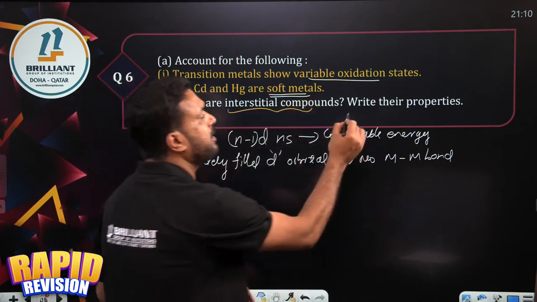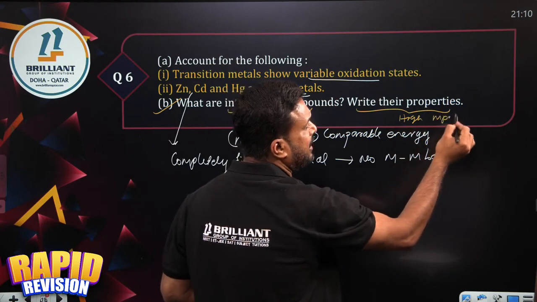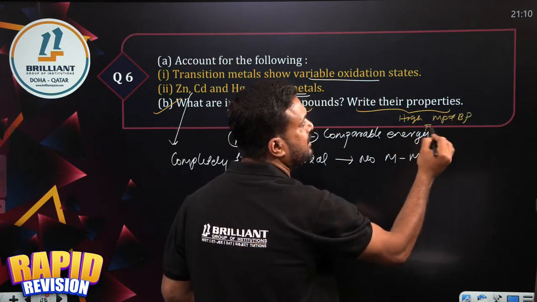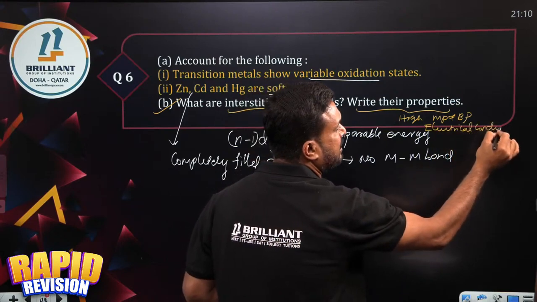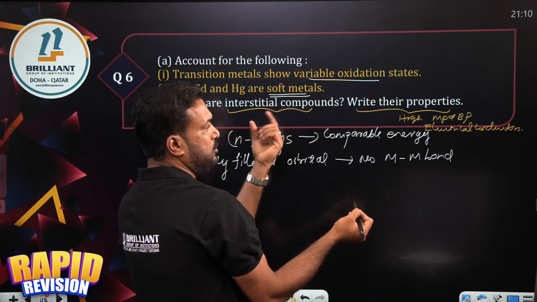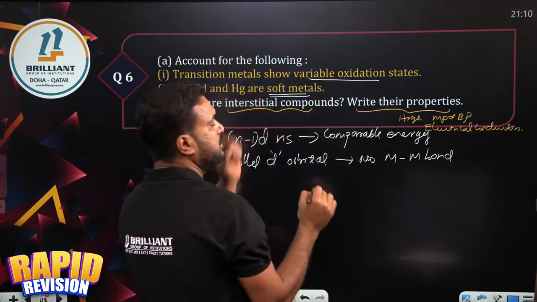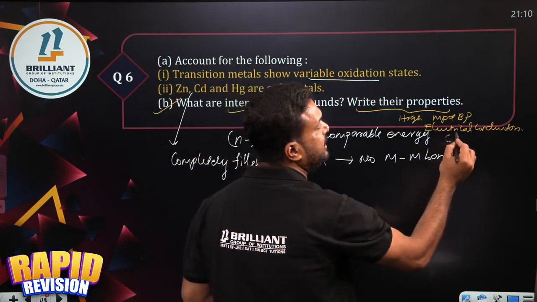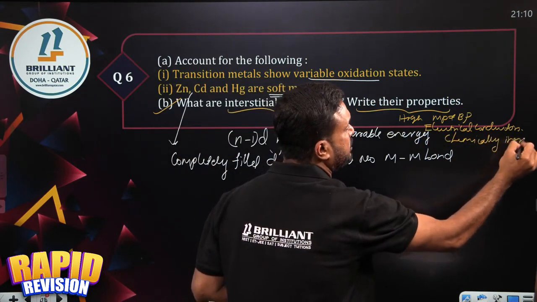And what are their properties? They have high melting and boiling points. They are electrically conducting. They become conductors when non-metal elements like nitrogen, hydrogen are trapped into the interstitial sites, and they are chemically inert. These many things you keep in mind.